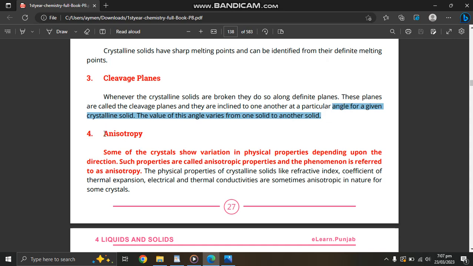And the fourth property is anisotropy. Some crystals show variation in the physical properties depending upon their direction. Such properties are called anisotropic properties, and the phenomenon is referred to as anisotropy. The physical properties of the crystalline solid, like refractive index, coefficient of thermal expansion, electrical and thermal conductivity, are sometimes anisotropic in nature for some crystals.